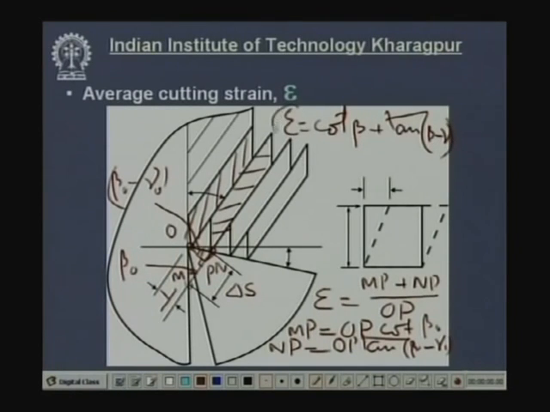Now, mind that what is the significance of this cutting strain? This should also be as low as possible. More cutting strain means more energy invested, that is more power loss and more heat will be generated, all these problems will arise. So, this is another index of machinability which should be as low as possible for good machining purpose.